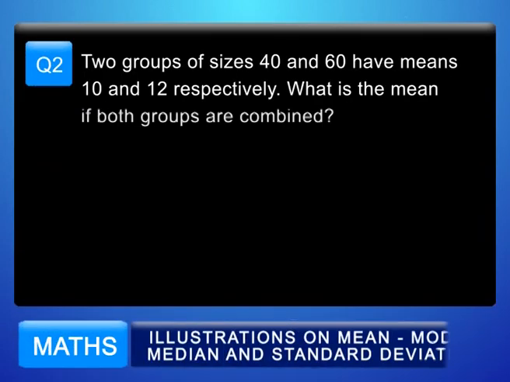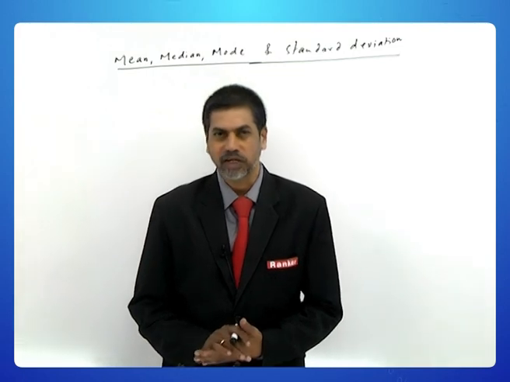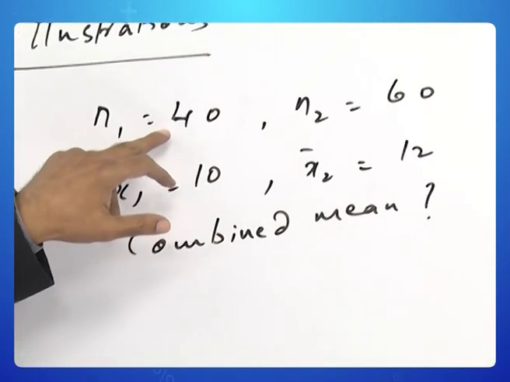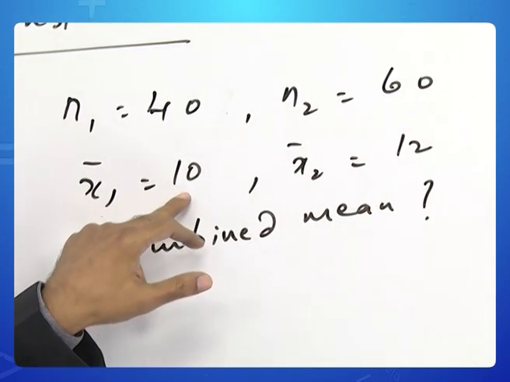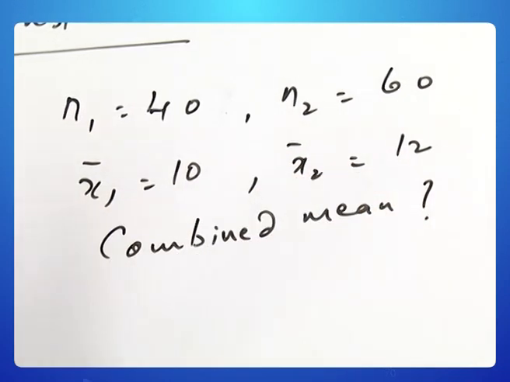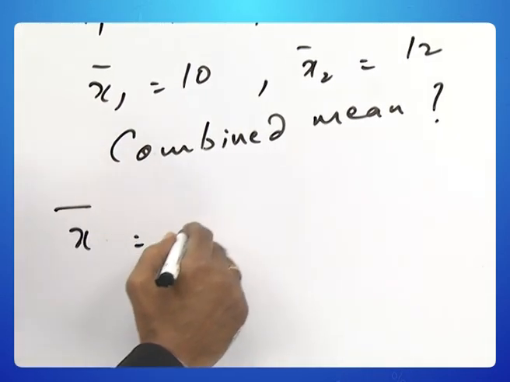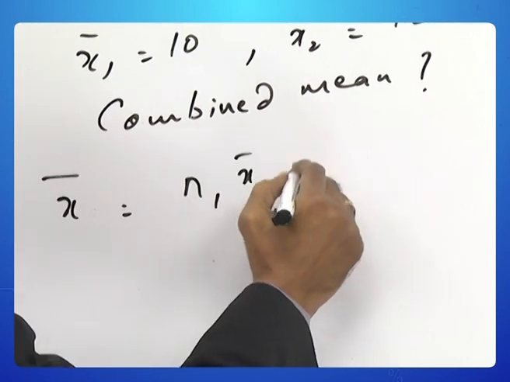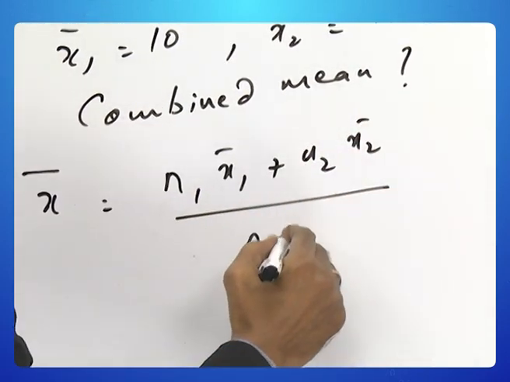Question number 2. Two groups of sizes 40 and 60 have means 10 and 12 respectively. What is the mean if both the groups are combined? Okay, in our notation, the size of the first group is 40, size of the second group is 60. The respective means are x1 bar is equal to 10, x2 bar is equal to 12, combined mean. So, as we have already discussed, x bar is equal to n1 x1 bar plus n2 x2 bar by n1 plus n2.